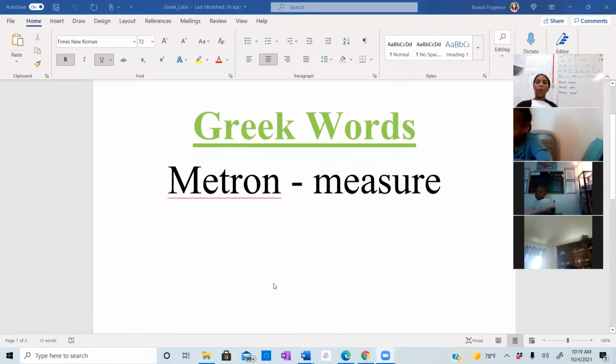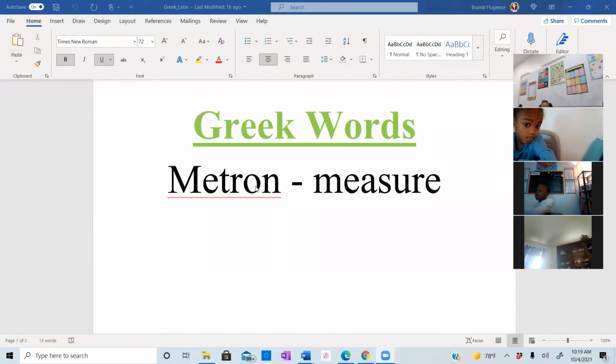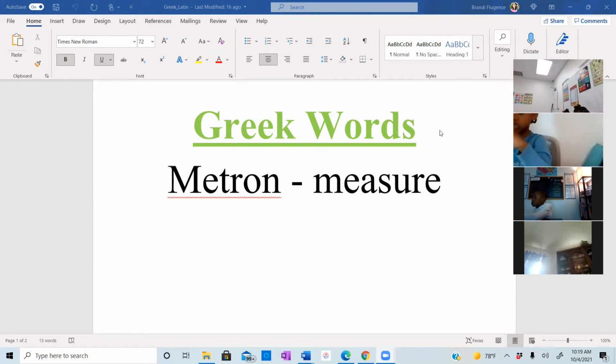Okay, and so let's go ahead and look at your Greek and Latin for this week. So we will have a total of 15 words this week. So here's your Greek word. The word is metron. M-E-T-R-O-N, metron, and it means measure. So again, metron, let's spell it. M-E-T-R-O-N, metron, and it means measure.